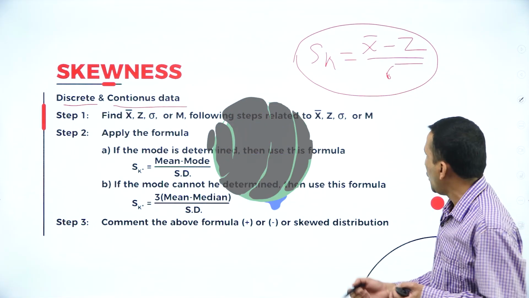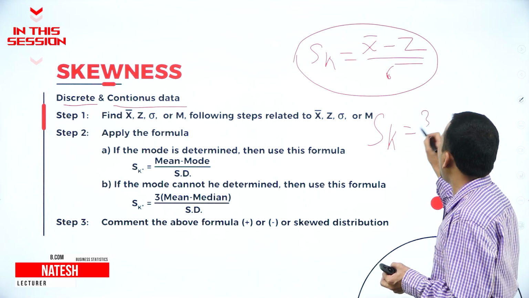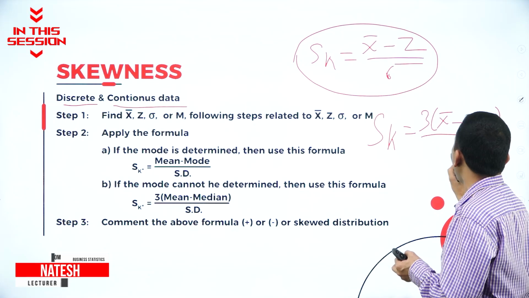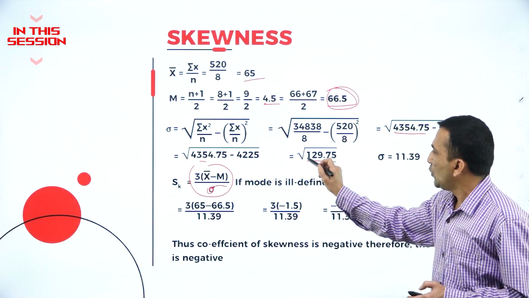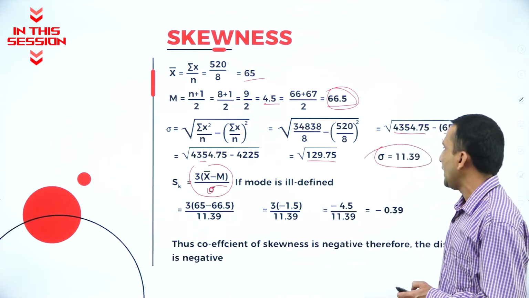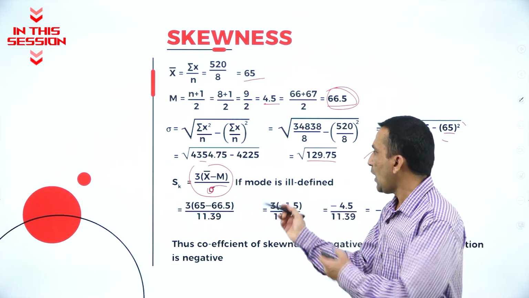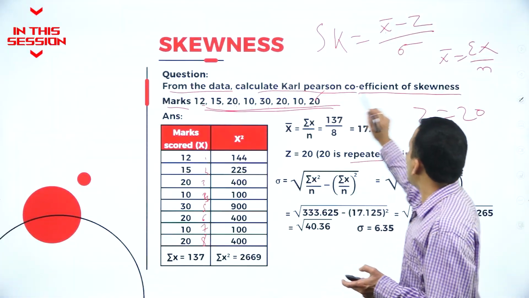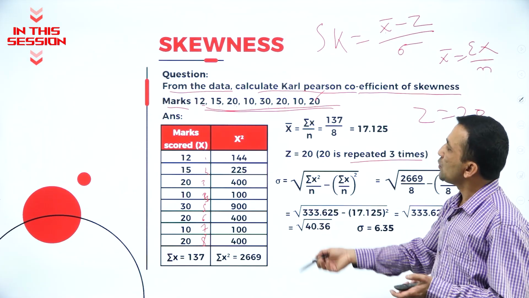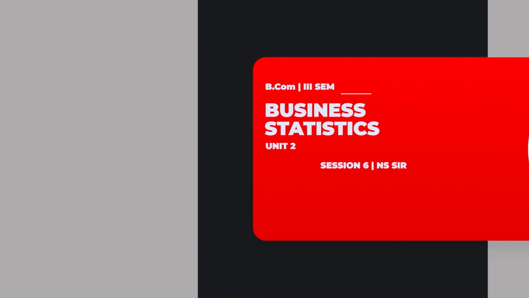To identify the mode, the formula is slightly changed. Karl Pearson: 3 into mean minus median divided by standard deviation. We need to remove the square root. So finally, our standard deviation we are getting is 11.39. Once we get whatever is required for the formula, now we can go for applying. According to the standard deviation formula, x square is required, so that's the x value, and I just want to take the square root.